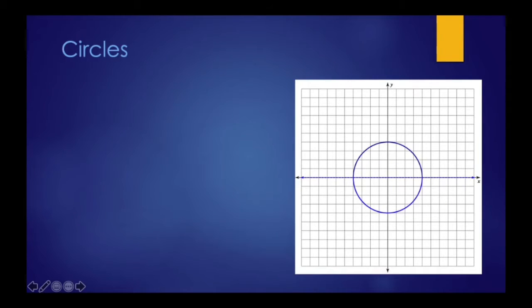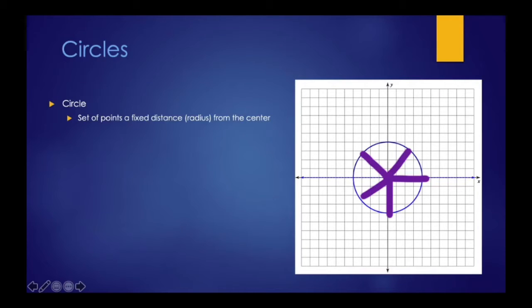Here is a circle. And a circle is a set of points with a fixed distance, or radius, from the center. So you've seen a circle before in geometry, most likely. Even if you haven't taken geometry yet, you've seen one. And out here is a radius, distance r. That same distance comes out in any direction that I go.